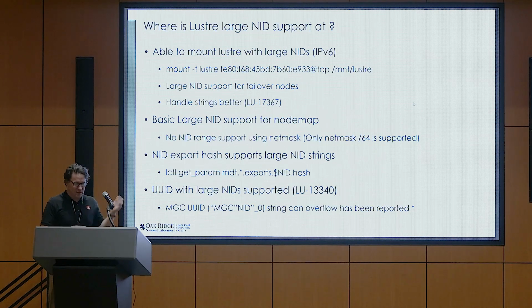And of course, if you look at all your hashes and stuff in debugfs, you'll notice that we're using it. The UUIDs also support the large NIDs. There has been a report, but I have not seen it yet, that it could overflow the OBD UUID. It can be too large, but I've not run into it.